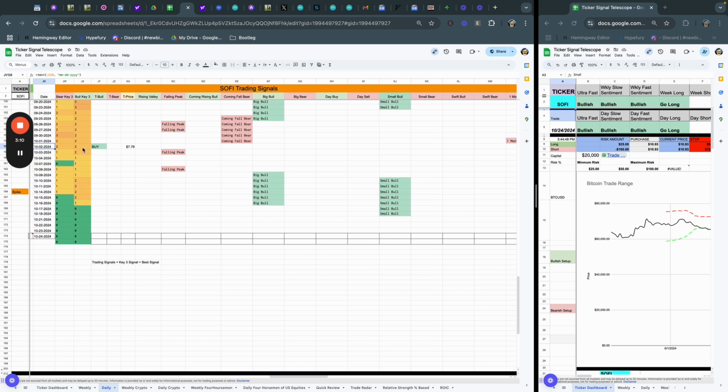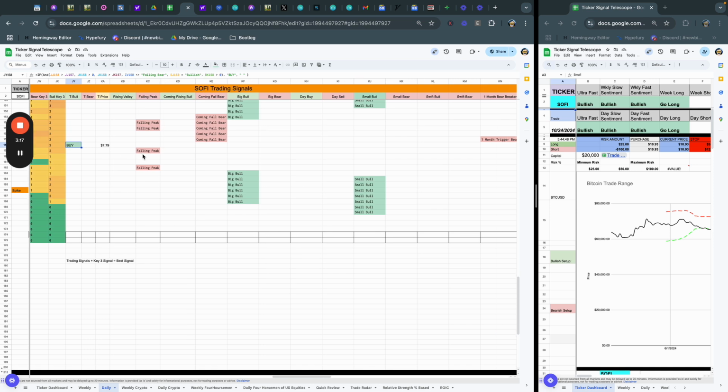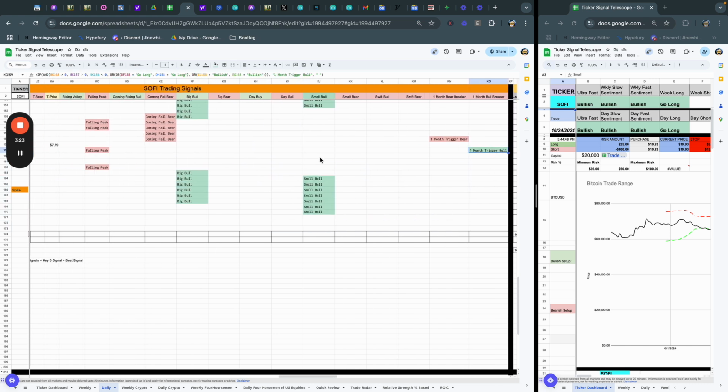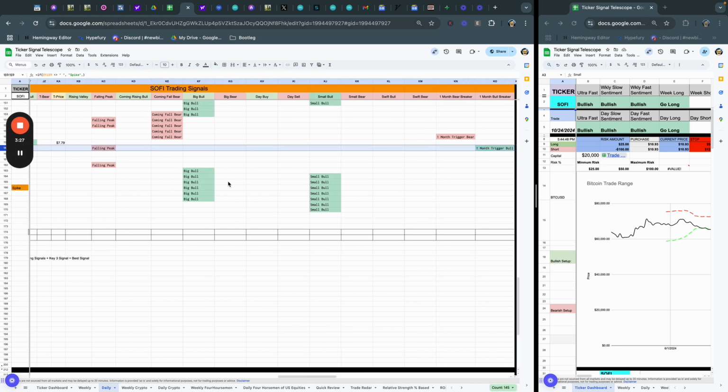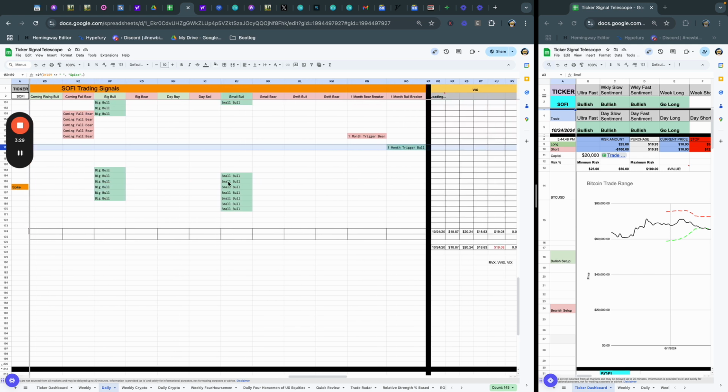Again, you got a buy signal on my system on October 2nd at $7.79. I wish I would have taken that signal. I bet you do too. But it was risking a falling peak. We've been getting big bulls, small bulls. Did we get some 1 month trigger? Yeah, we got a 1 month trigger too. So what I love is a 1 month trigger and a buy signal stacked together. That is a great signal to me, regardless of anything else.